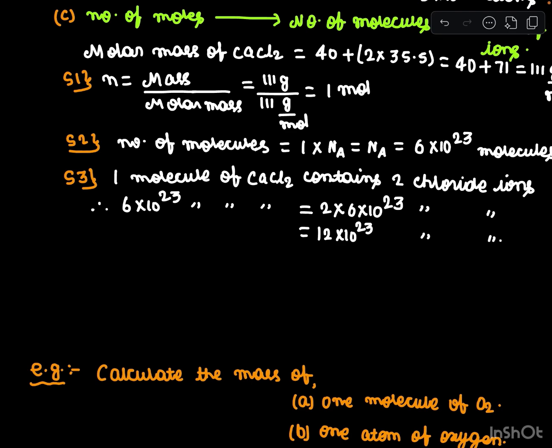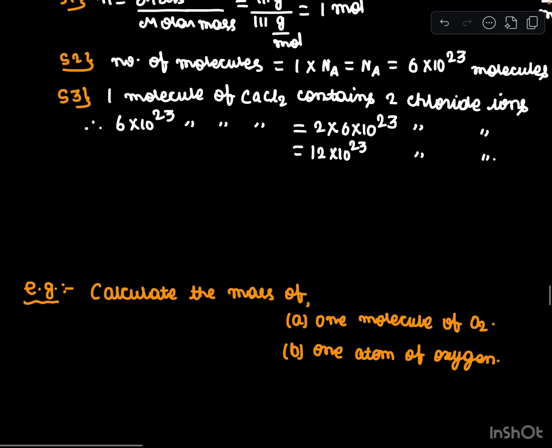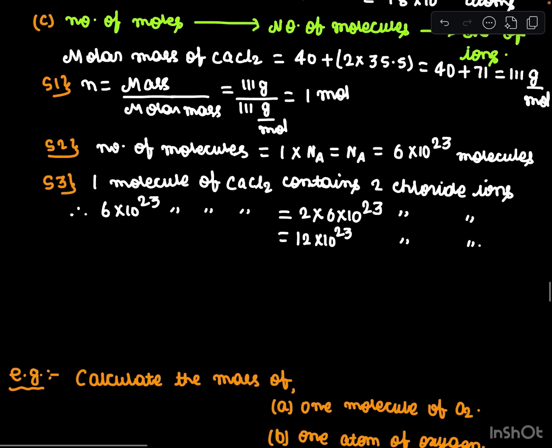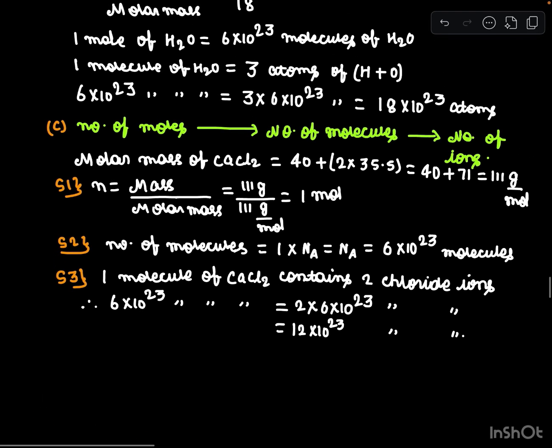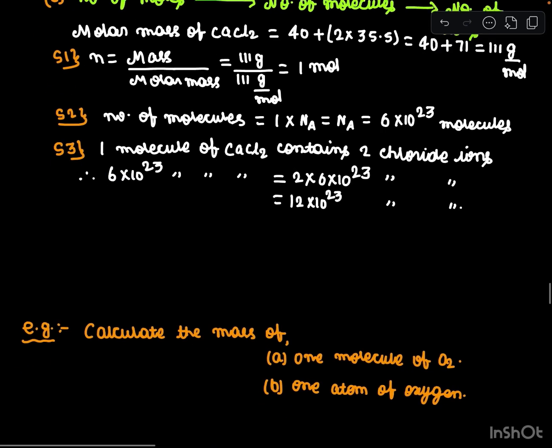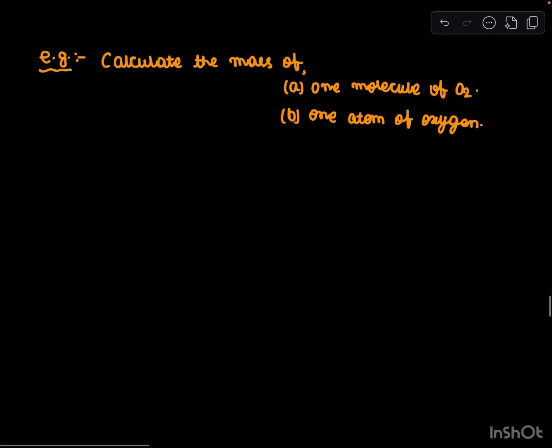That's how we calculate number of atoms, number of molecules, number of ions, whatever is required. This is a very basic concept. Just you have to calculate number of moles. From there you can calculate number of molecules, number of atoms. Just multiply it with Avogadro number, which is equal to 6 into 10 to the power 23. Let's go to another question.